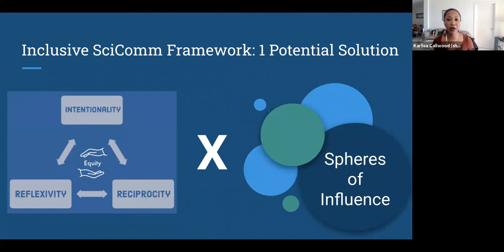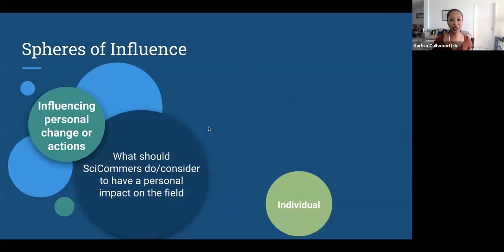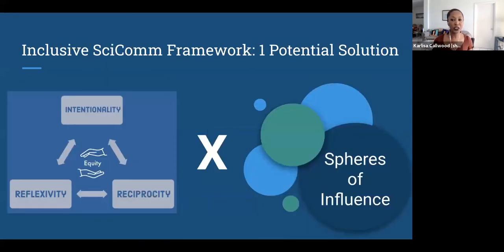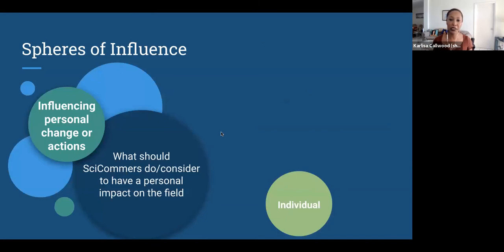As mentioned during our intro, we created a matrix that crosses the key traits of inclusive SciComm with 6 levels of influence. These spheres of influence depict the areas that we individually can directly control or have some sort of influence on. And by using this model, we can envision actions to take or articulate questions to ask that can realistically be taken into consideration to create forward momentum within each sphere. So we'll run through what each of these spheres of influence looks like.